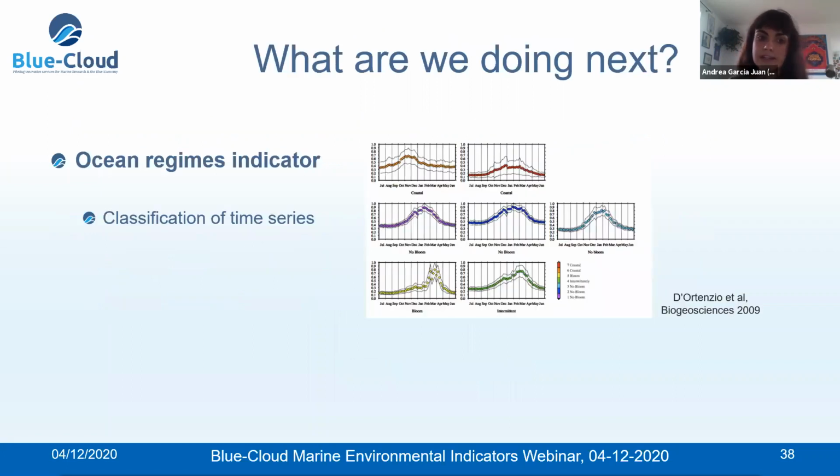What are we doing next? Now we are working on the ocean regimes indicator that, instead of classifying ocean profiles, will classify ocean time series. And this methodology has already been used with chlorophyll data in the Mediterranean, revealing the seasonal structure of the blooms of phytoplankton.